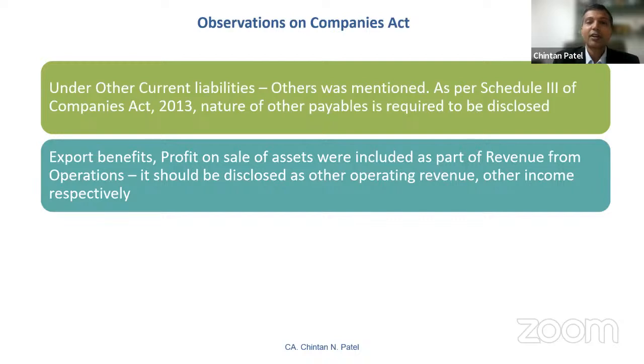Export benefits and profit on sale of assets were included as a part of revenue from operations. See, export benefits should be part of other operating income, which is another part under revenue from operations. If it is export benefit, it should be part of other operating income. And profit on sale of assets is not from operations. The company doesn't have the operations of selling assets and buying assets, so it is not operations. It is other income, so that has to be part of other income.